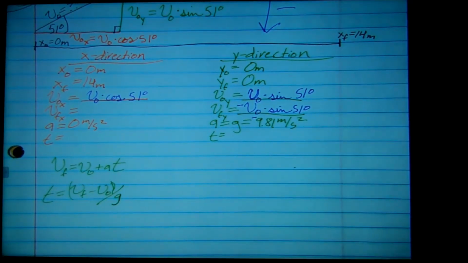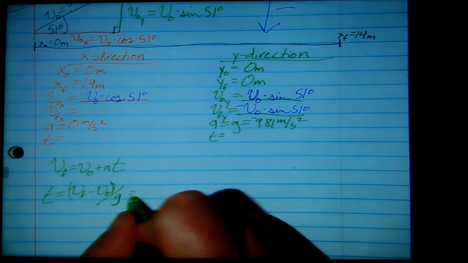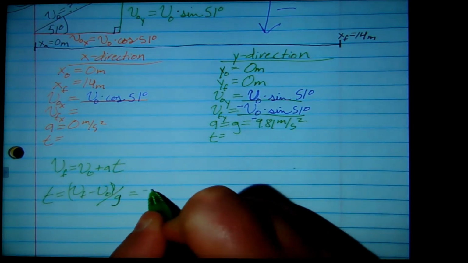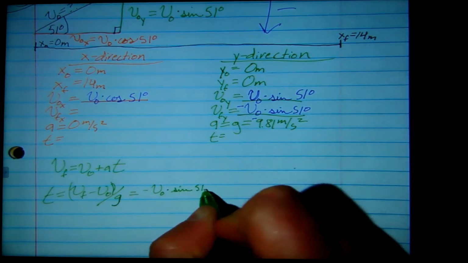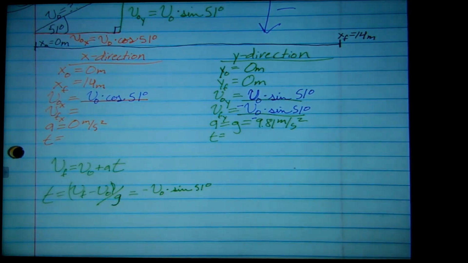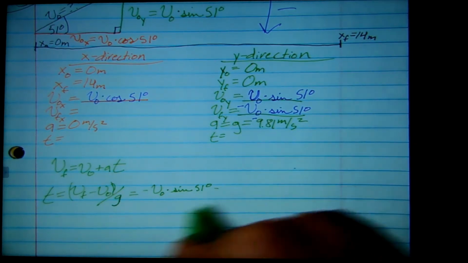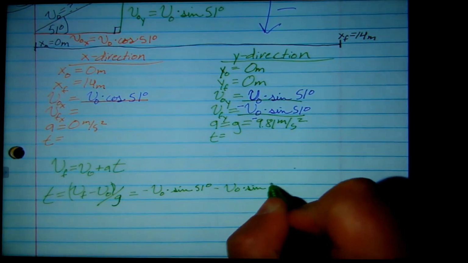So now we can plug this stuff in. This will be equal to the final velocity, just subbing in the negative initial velocity times the sine of 51 degrees, minus initial velocity, which is the initial velocity times the sine of 51 degrees. Wait, can you just multiply it by 2, since it's a negative subtracting a positive? No, never mind, I flipped that completely in my head.